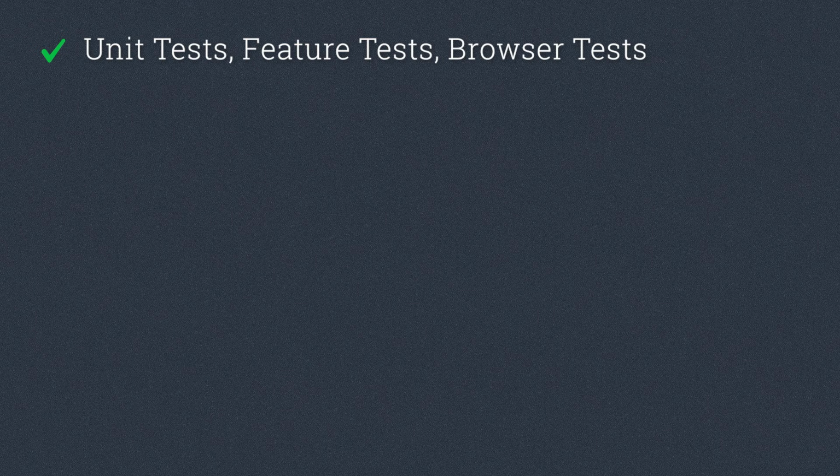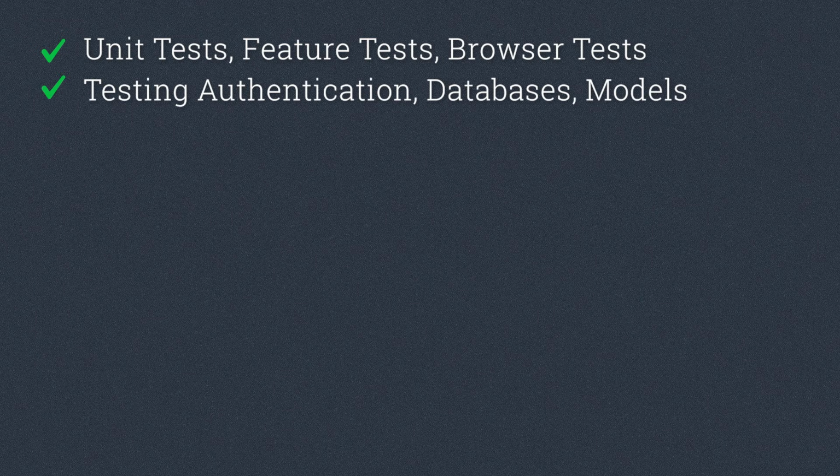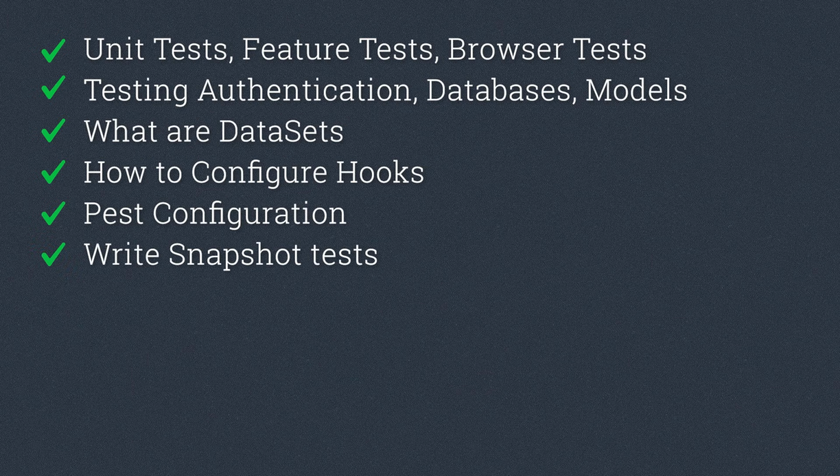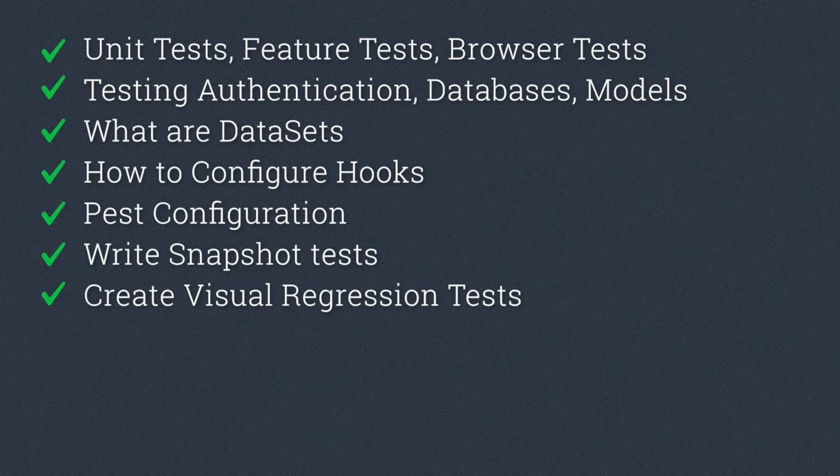In this tutorial, you're going to learn how to write unit tests, feature tests, as well as browser tests. How to test the authentication part, databases, models, what are datasets, and how to configure hooks. We're going to get familiar with Pest configuration. We're going to also learn how to write snapshot and visual regression tests, where we take screenshots and compare it to the previous stable version.